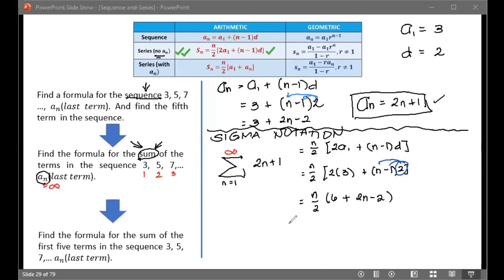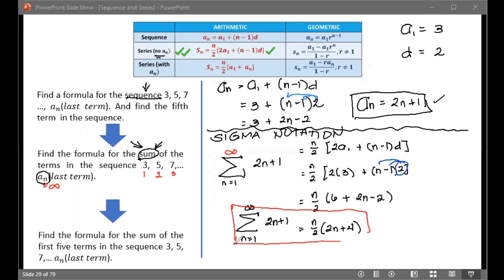Simplify, combine like terms, our formula now becomes the summation of, mali yung kulay. The summation of 2n plus 1, where n starts with 1 and ends with infinity, and it is equal to n over 2 times 2n plus 4. And we are able to arrive at the formula. Ta-da! Next up, we are asked to find the formula again, but this time we are given a limit.